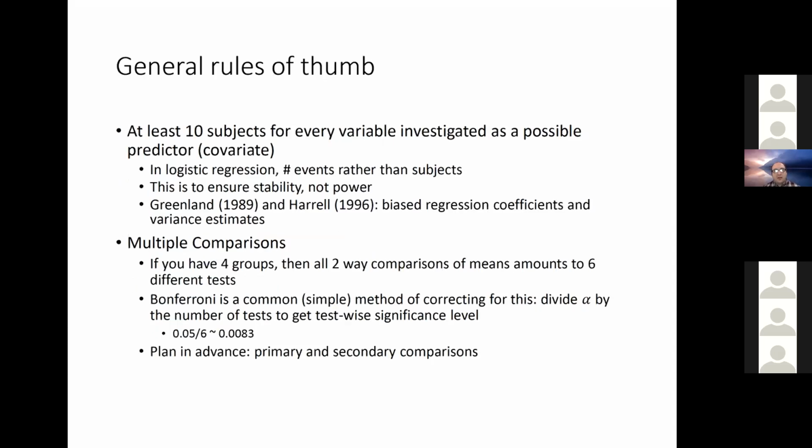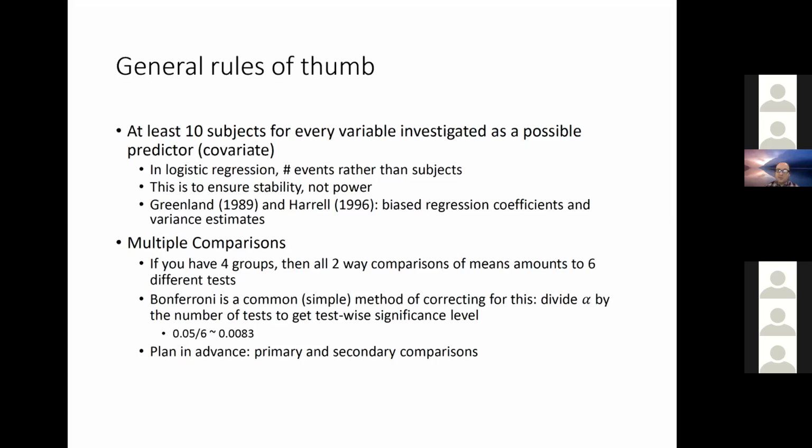So, some general rules of thumb. The 10 subjects per variable is a commonly used one. When we say variable or predictor or covariate, this really means per parameter in your regression model. If you have, for example, a categorical predictor with more than 2 levels, then you're going to need more than one parameter to describe the effect of that variable on your outcome. In general, if you have k levels, you're going to need k minus 1 parameters in your model. So that's an important thing to keep in mind when applying this rule of thumb. And if you're in the logistic regression setting, or to some extent the survival regression setting, you look at the number of events rather than the number of subjects.